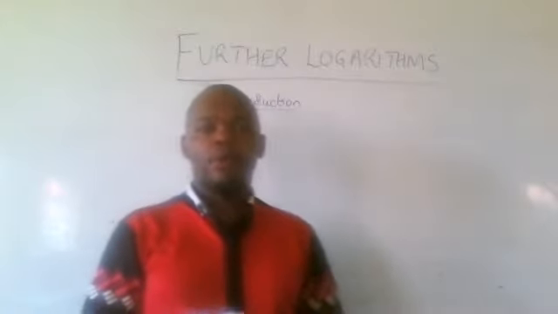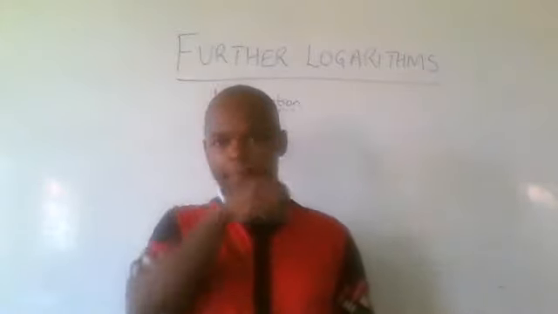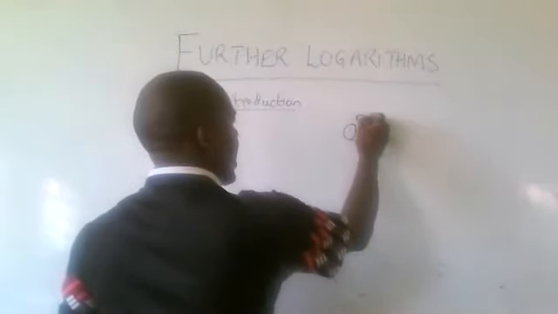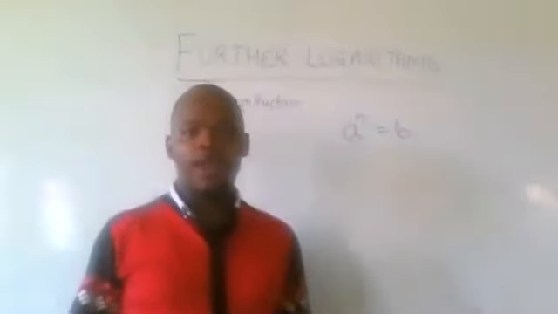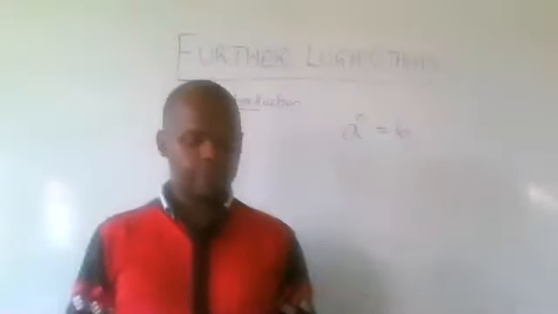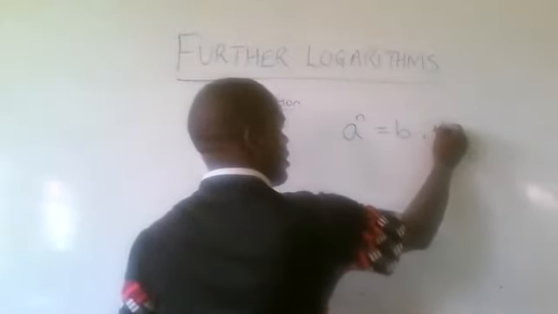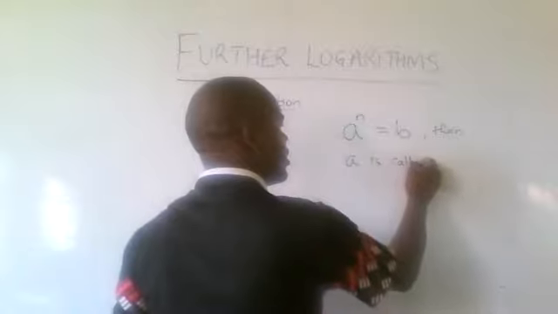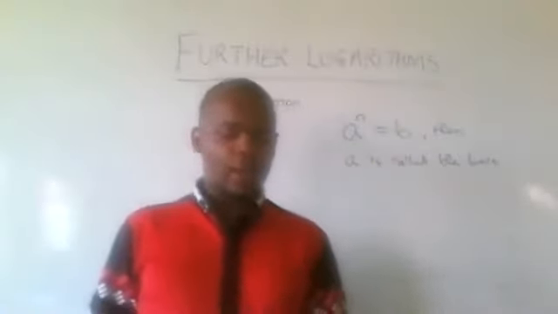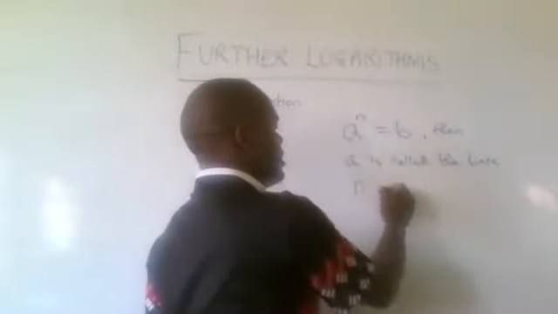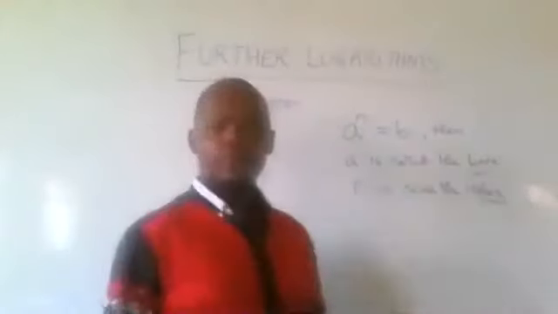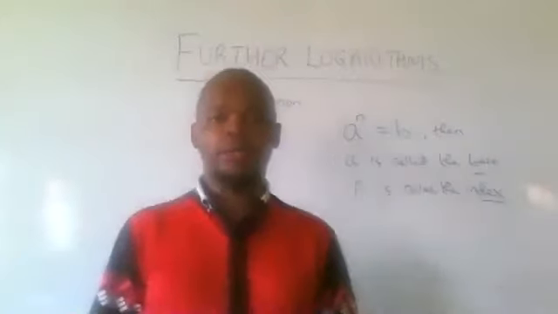When a number is written in the form a power n is equal to b, then a is called the base, while n is called the index.